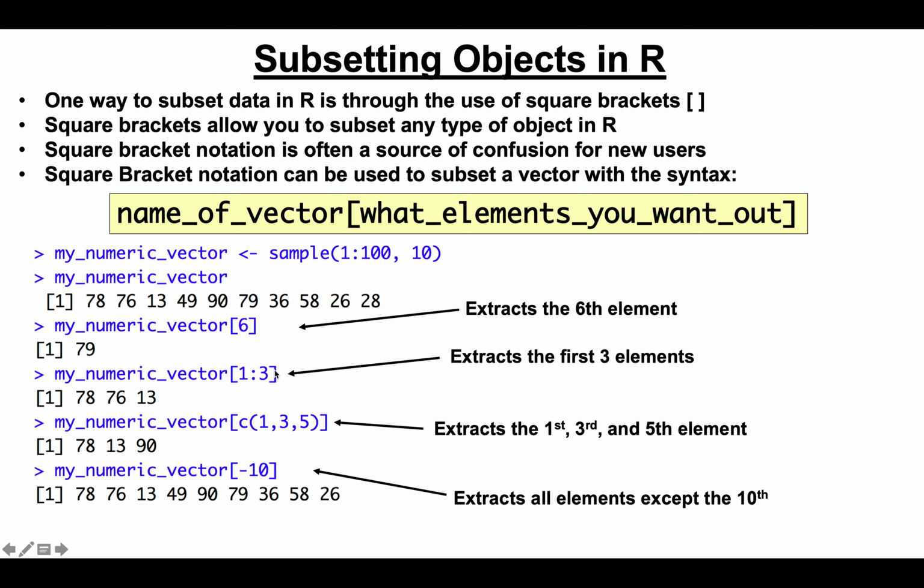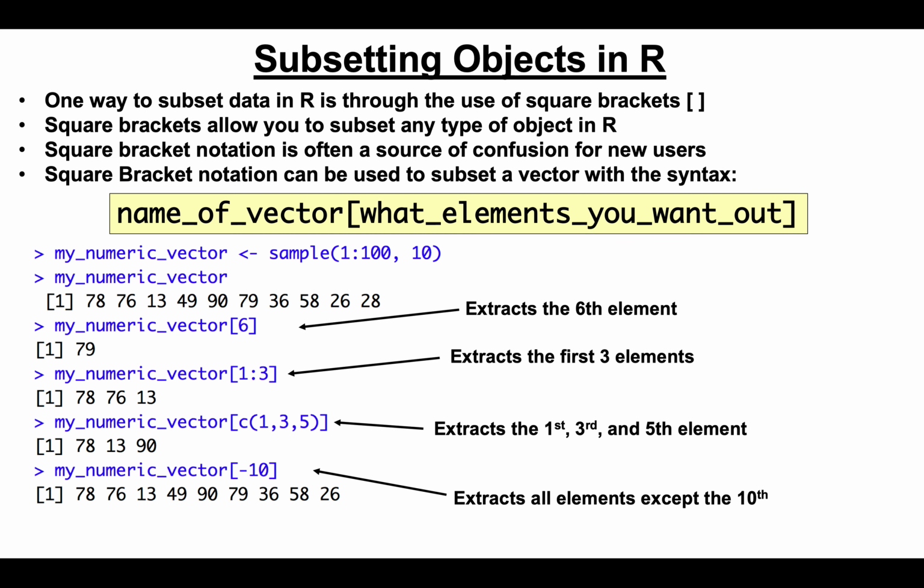Similarly, I can say I want the first 3 elements of that vector, and it'll grab the first 3. If I wanted, say, the 1st, the 3rd, and the 5th, well, I can feed a vector of those values by creating that vector with the c function and saying, okay, I want the 1st, the 3rd, and the 5th element, and it will do that. You can also use negative values, so you could say, I want everything except the 10th element of that vector. And so that's what negative 10 would mean in this case.